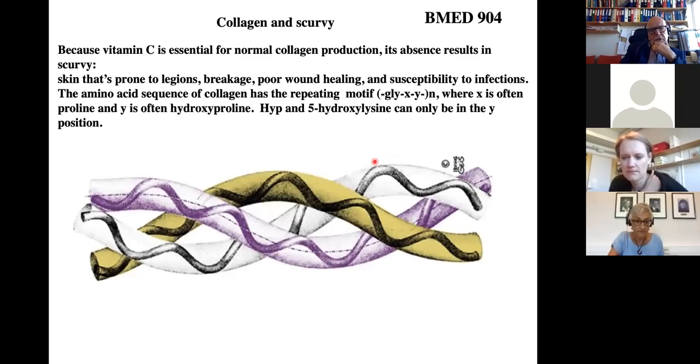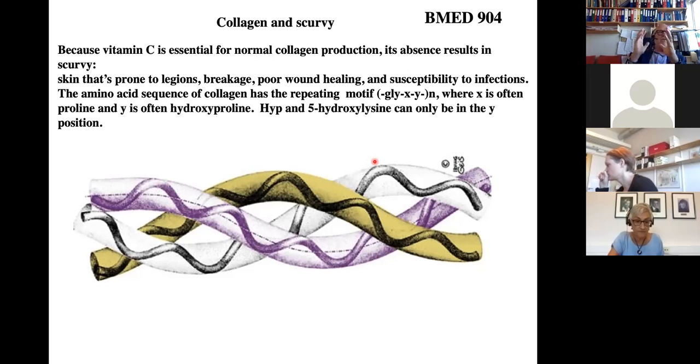Another point I want to make is that if you work with collagen, you should of course know the history. And part of collagen history is of course that scurvy is caused by defects in collagen synthesis. And we will just say a few words about this.